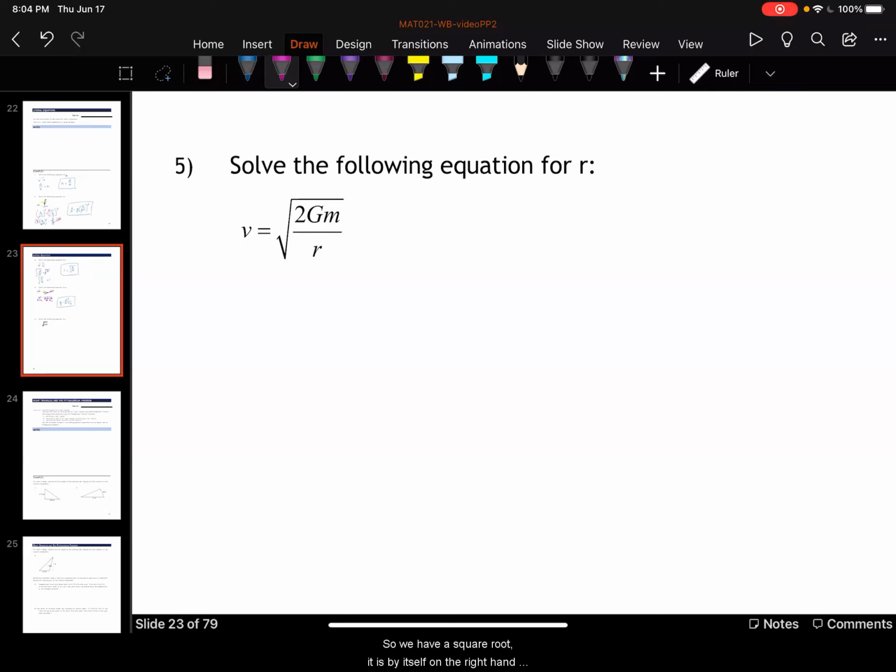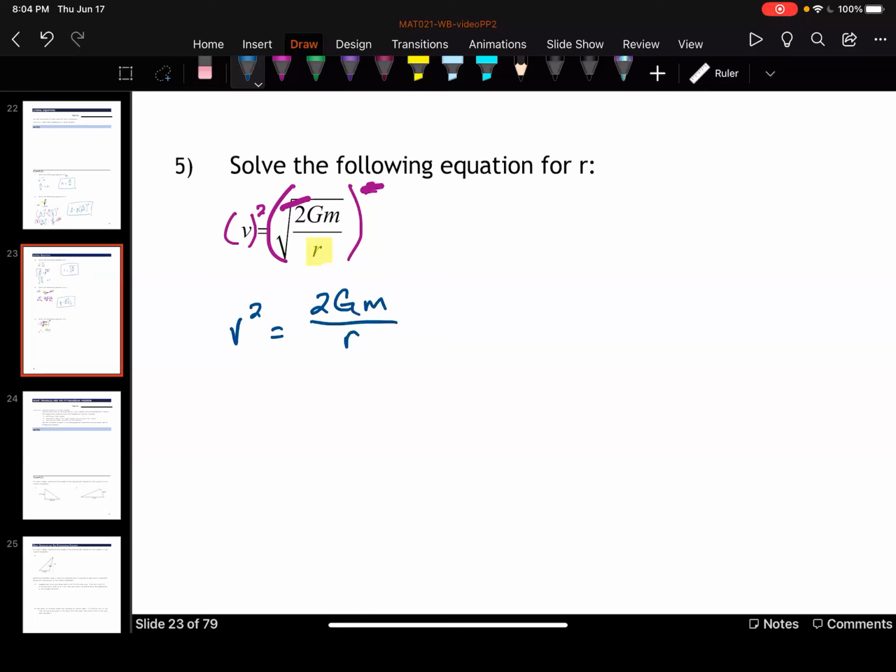All right, so let's go ahead and solve this one. So we have a square root. It is by itself on the right hand side. We are solving for that r in our denominator there. So to get rid of our square root, we are going to square both sides. So that'll get the square root to go away on the right hand side. We'll be left with v squared equals 2 times capital G times M over r.